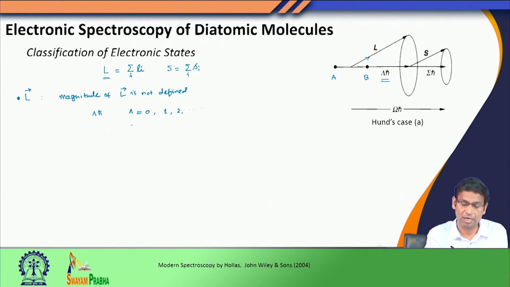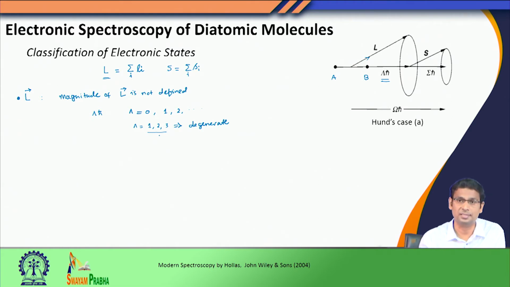For all non-zero values of lambda, so when lambda is 1 or 2 or 3, these states are degenerate. Why? Because you can have lambda as 1 where the electron is orbiting clockwise, or lambda as 1 where the electron is orbiting anti-clockwise. So, to account for clockwise or anti-clockwise orbiting of the electron, we have the degeneracy. Of course, this is a classical description, just to give a physical understanding of why non-zero values of lambda are degenerate.